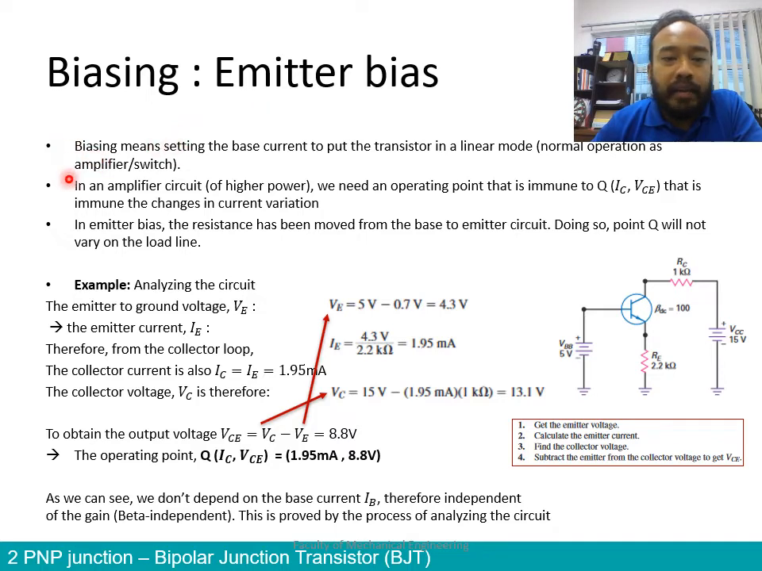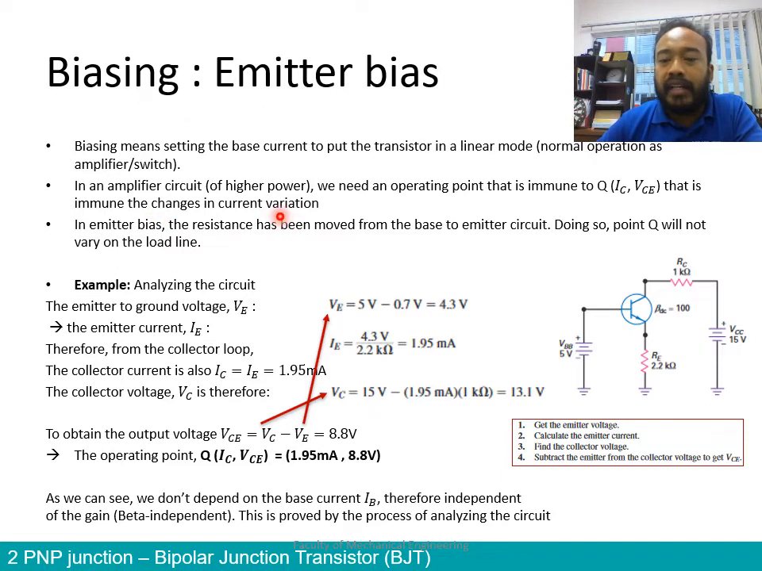So again, biasing, what does it mean? It means setting the base current so that the transistor operates in linear mode. In an amplifier circuit of higher power, we need an operating point Q. Now you know that operating point Q is basically the pair of IC and VCE. We need an operating point Q that is immune to the change in current variation.